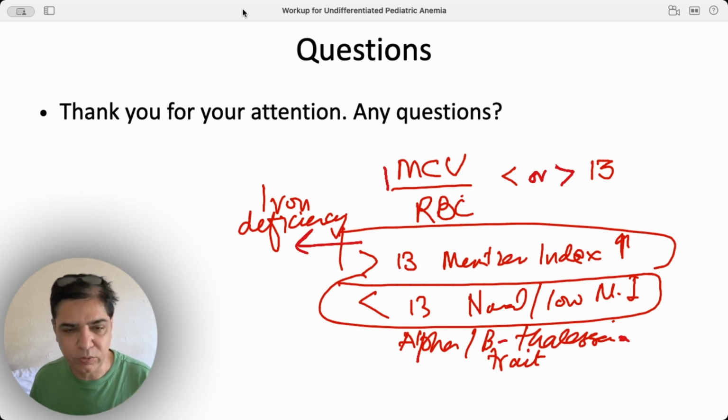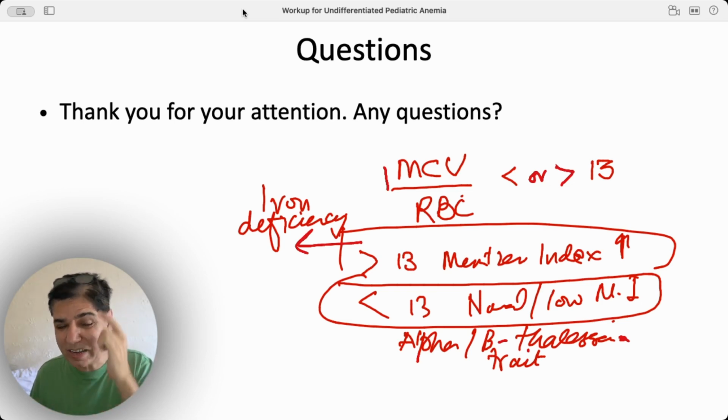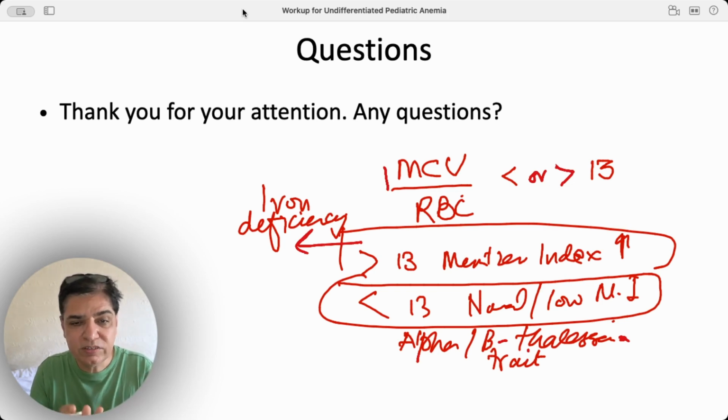Yes, HB electrophoresis. Now again, HB electrophoresis should not be done too early for thalassemia trait. I'm not talking about thalassemia diagnosis or other forms, but for thalassemia trait. This question is about thalassemia trait, not thalassemia intermedia or thalassemia major. If you're just thinking of trait, you make sure that the iron deficiency is corrected before you go for HB electrophoresis.